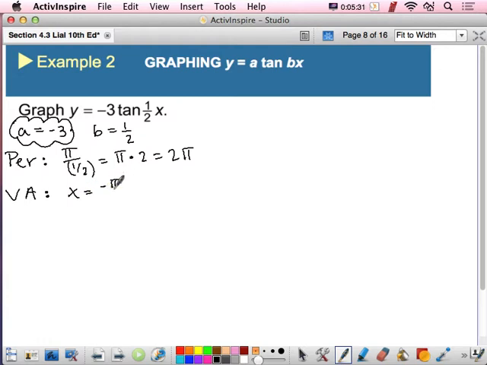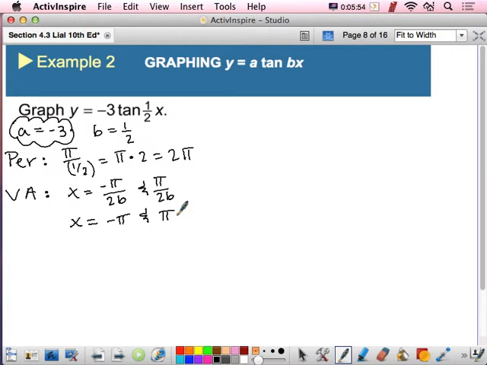Negative pi over 2 times b and positive pi over 2 times b. So let's think this through. X equals, what's 2 times 1/2? 1. So negative pi over 1 and positive pi over 1. I'll tell you this, I don't know if it'll stick, but every little thing that will help you, you may want to jot it down.